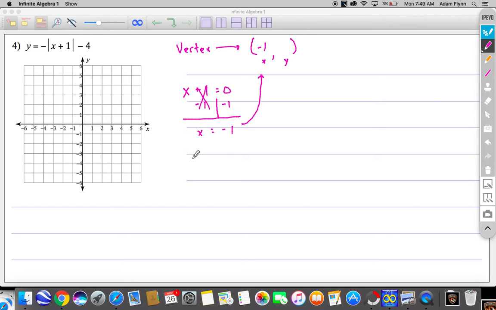Now to find y, I'll plug in negative 1 for x. So y equals negative absolute value of negative 1 plus 1 minus 4. So negative 1 plus 1 is going to be 0, so we have y equals negative absolute value of 0 minus 4. So we're going to get y equals negative 0 minus 4. Well, negative 0 is just 0, so y will be negative 4.